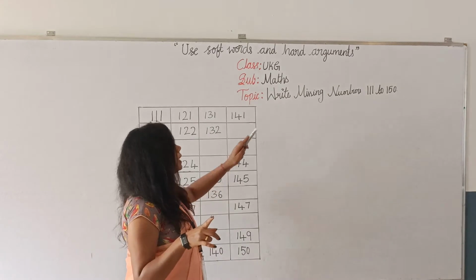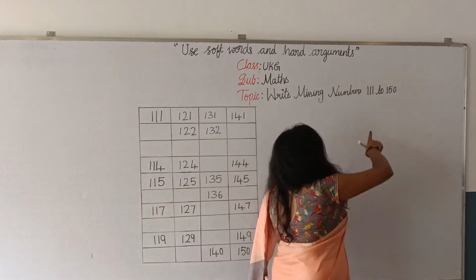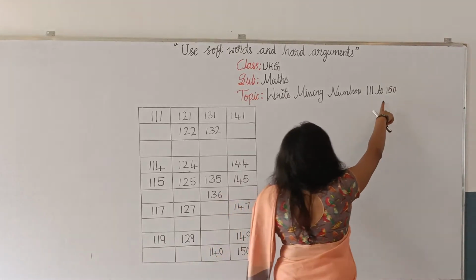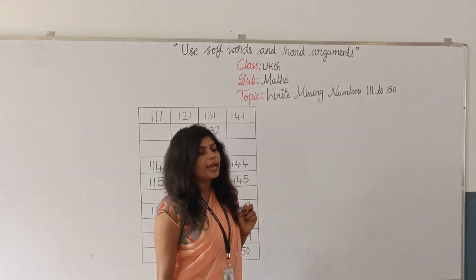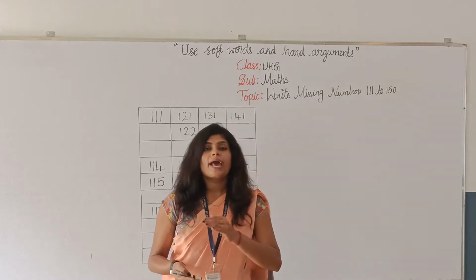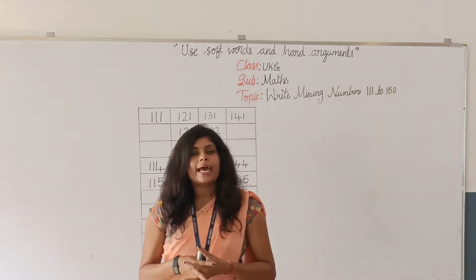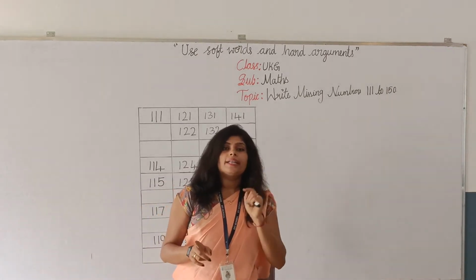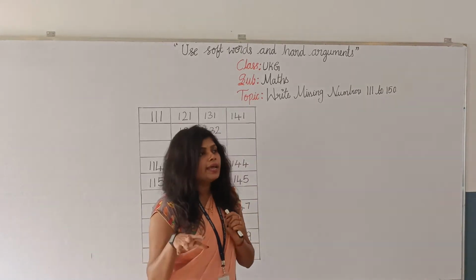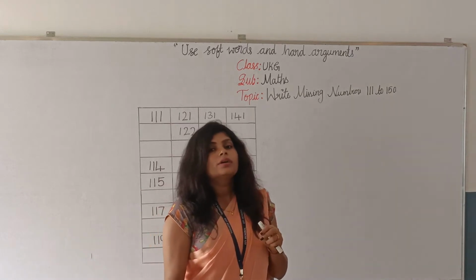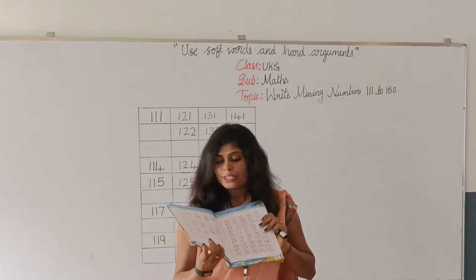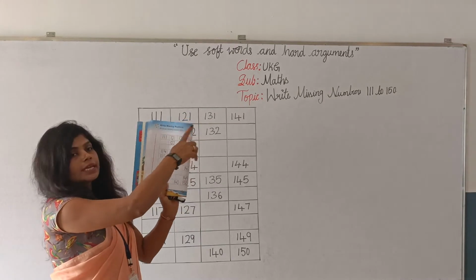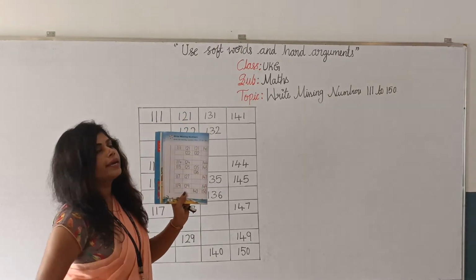Okay, what is today's topic? Right, missing numbers, 111 to 150. In the previous class, we learned the numbers, but in today's class, we are going to learn the missing numbers between 111 to 150. Okay, please look at the board. Also, take your math textbook, page number 24. Write the missing numbers from 111 to 150.